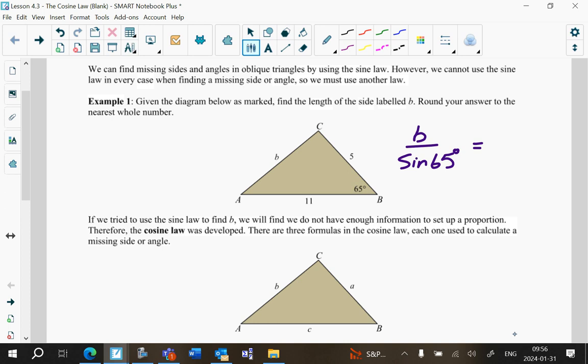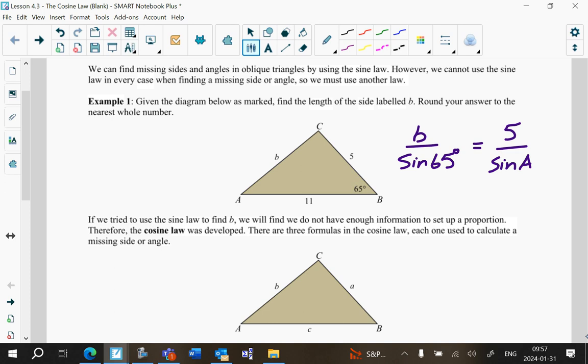For the same reasoning, I can't figure this out. So I can't use 5 over sine A. If I try to use 5 over sine A, well, I end up with two unknowns. You can't solve an equation that has two unknowns. I mean, you can, but other things have to happen. Okay? So my point is there are certain situations where we need another formula to help us, and something called the cosine law was developed in order to answer questions like this.